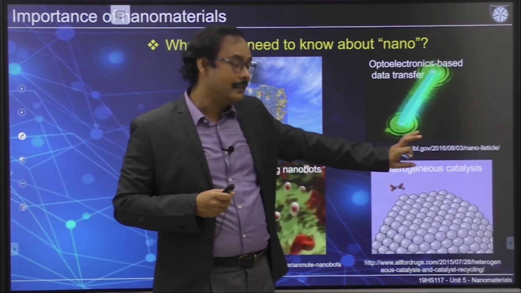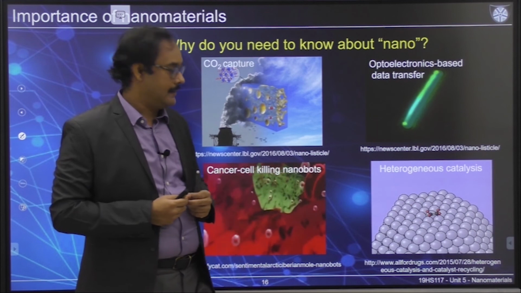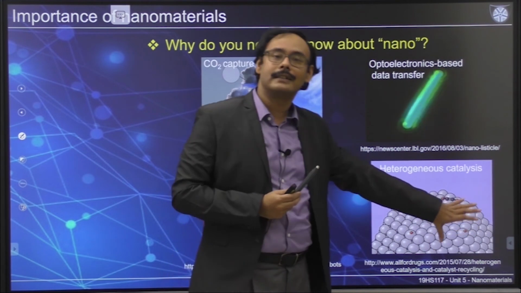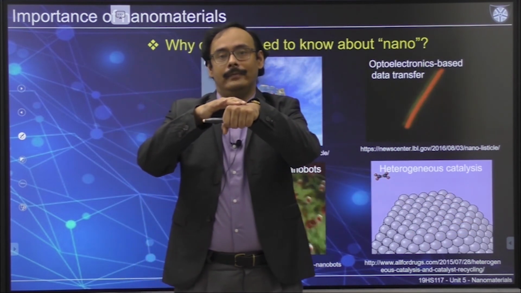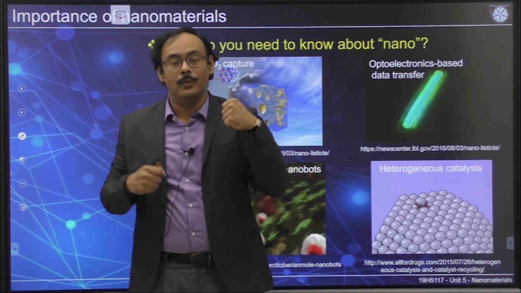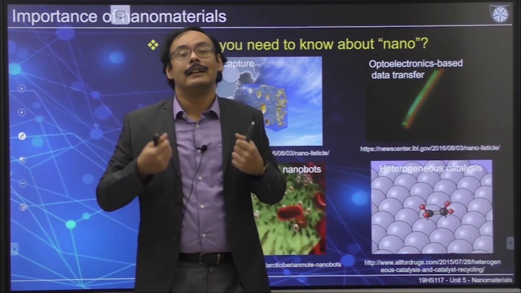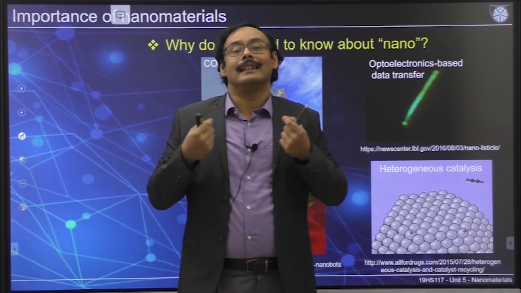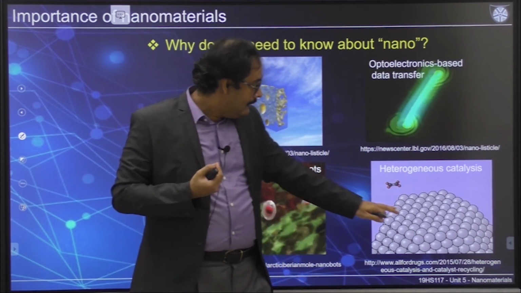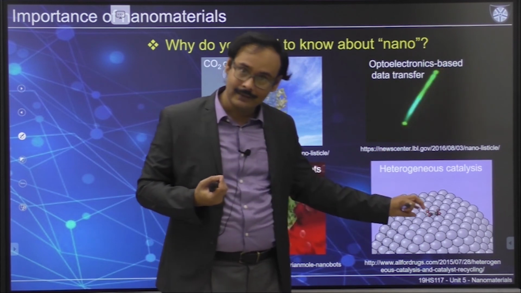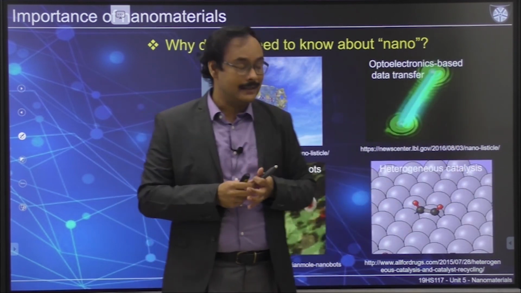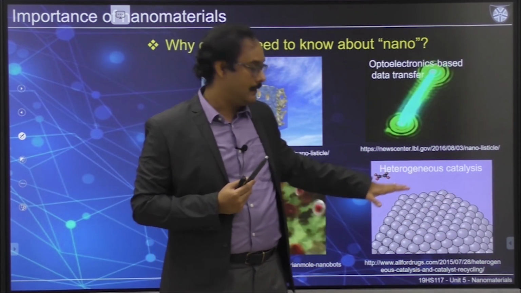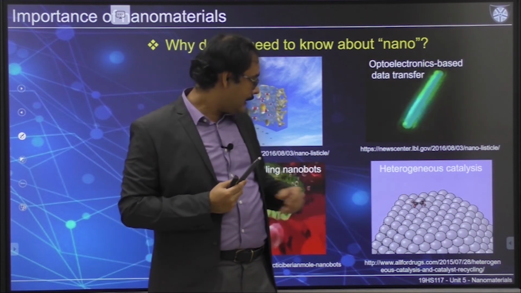Last but not the least, this is actually heterogeneous catalysis. The brown balls that we are seeing are actually a catalyst surface. This is a solid catalyst. What is a catalyst? Theoretically, we know that it's a compound that can increase the rate of a reaction. In this case, it is a heterogeneous catalyst because your substrate and the catalyst are in different phases. This is a solid catalyst, whereas this is a gaseous substrate.